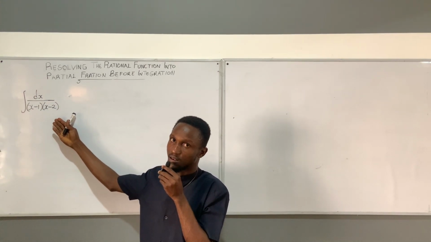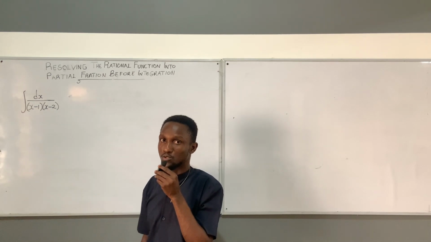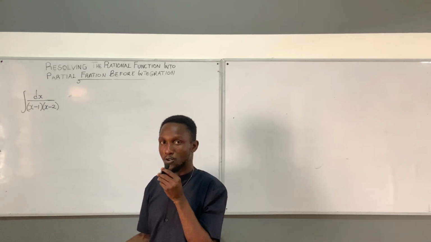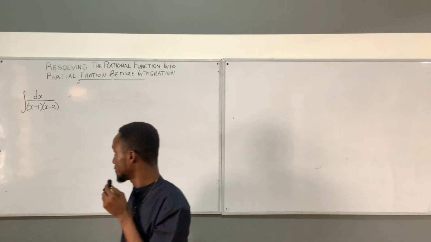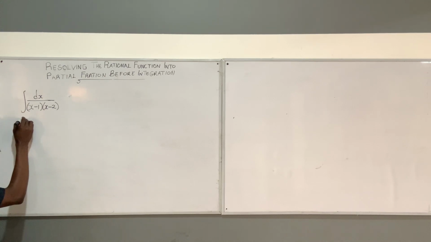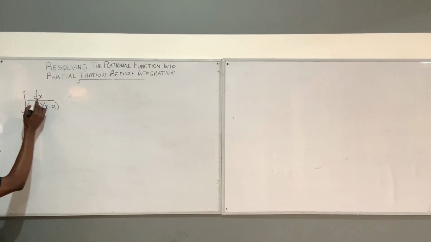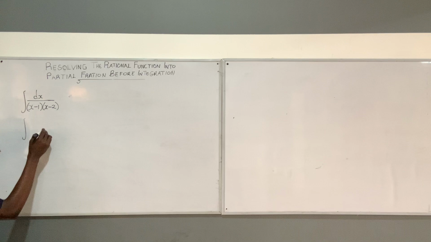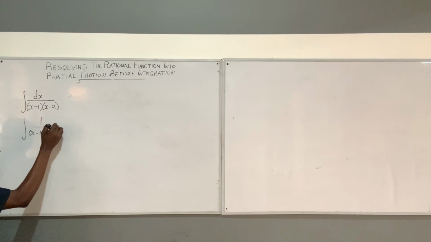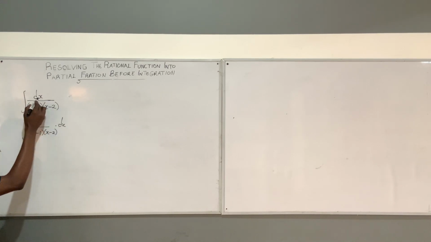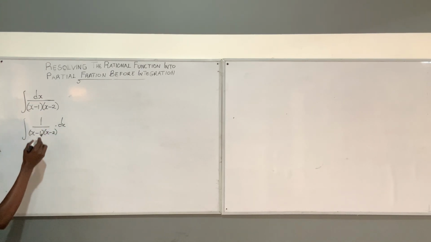How do I integrate this? I need to change this into partial fraction. So follow me, let me take you through. The first thing I need to do is to rewrite my function and factorize the dx out. When I do that, I have 1 over x minus 1, x minus 2 times dx. Now, this dx is what I have here. I'm left with 1 here.